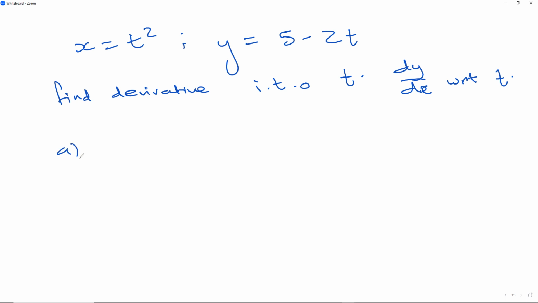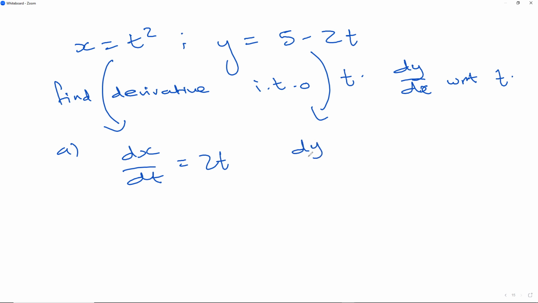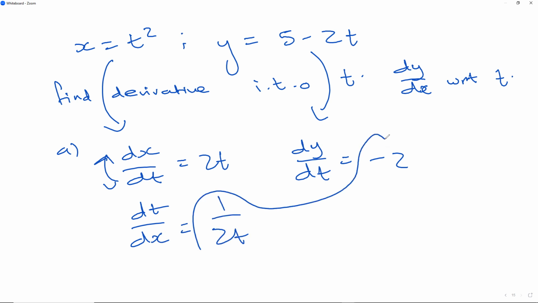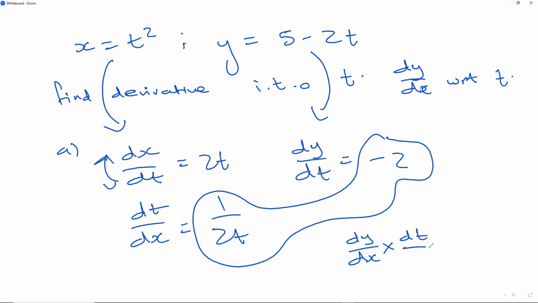To do this, firstly, from the first equation I can find dx/dt, and that's going to be 2t. From the second equation, I can find dy/dt, and that's going to be negative 2. If I bring these two together to find dy/dx, I've got to flip this one over to make it dt/dx, which is 1 over 2t, and then multiply them.